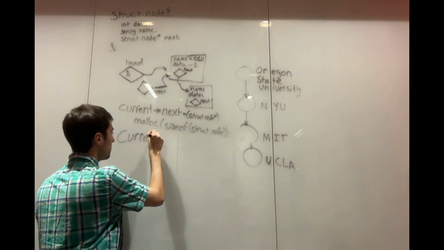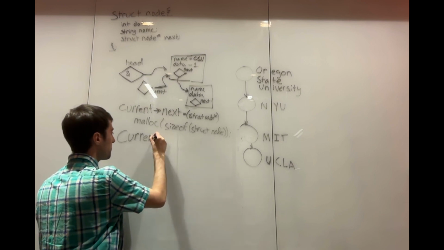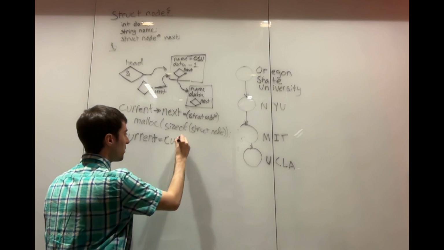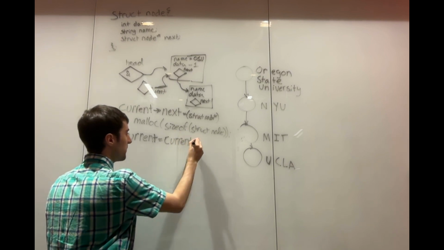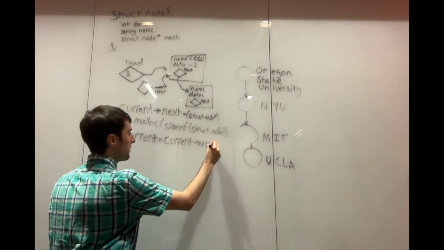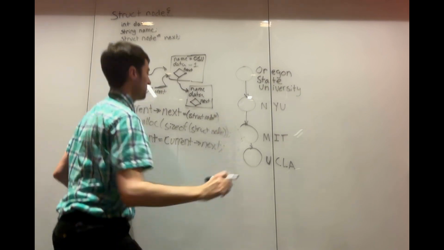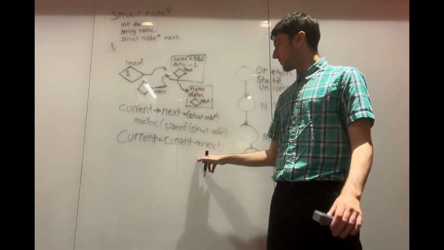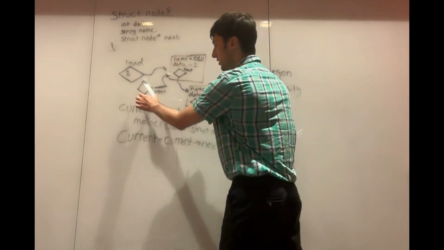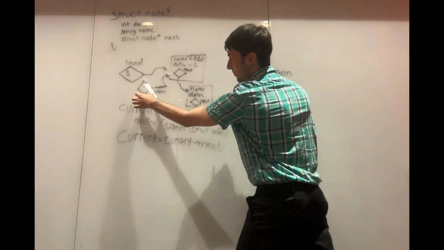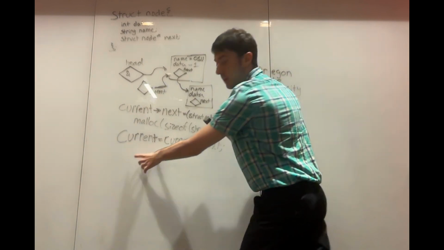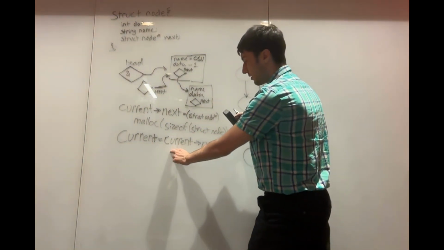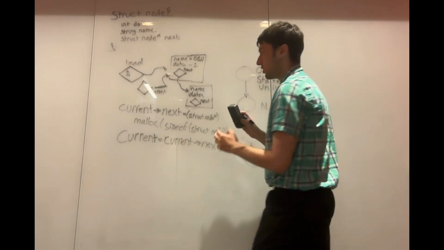Current equals current next. Okay, current equals current next. So we are changing this current value, okay? And what are we changing it to? We're changing it to this value right here, which is what?